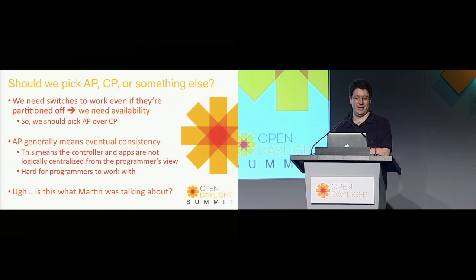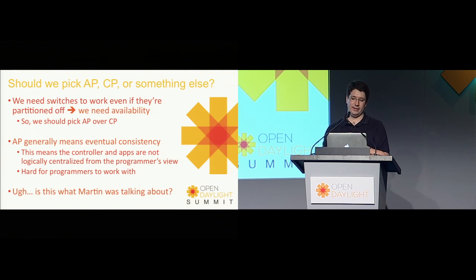The problem is that AP means that we basically have to provide eventual consistency. This means the controller and the apps are really not logically centralized from the programmer's point of view. We've just given up one of the few promises that SDN was trying to make, which is that we have a logically centralized control plane. So maybe this is what Martin was talking about.